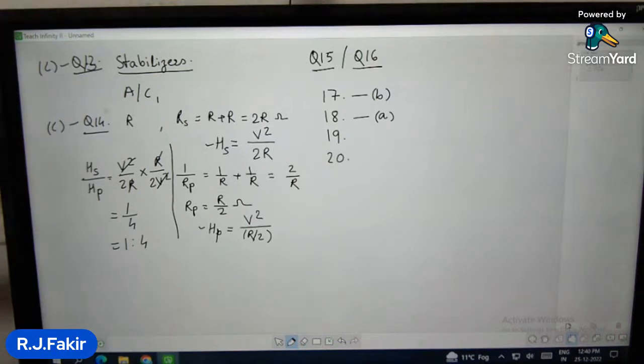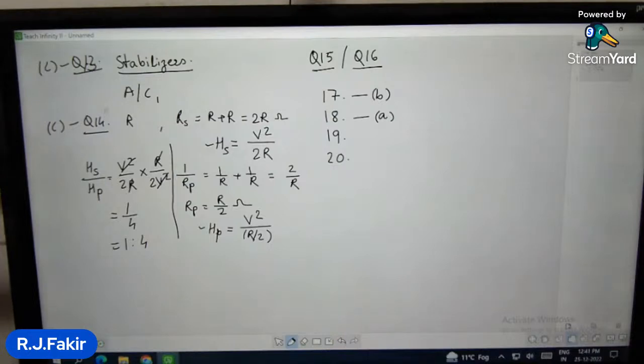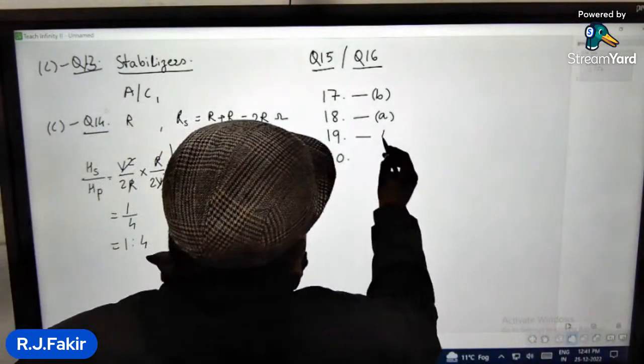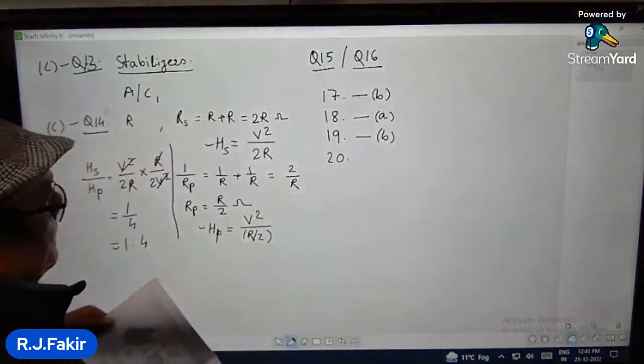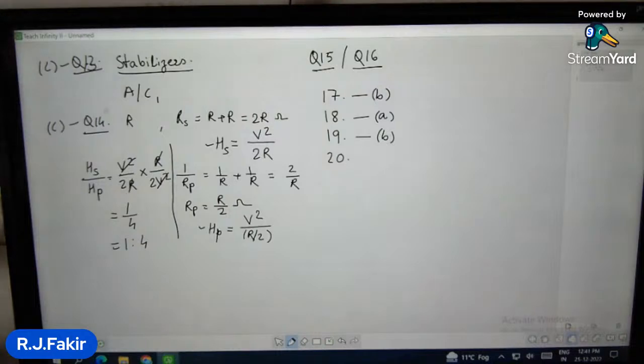Now the 19th one. Dominant traits express themselves with or without the presence of recessive trait. And the reason, recessive trait can express itself only in absence of the dominant trait. So for 19th, option B will be correct. That means both are correct, but the reason is not correctly explaining the assertion.